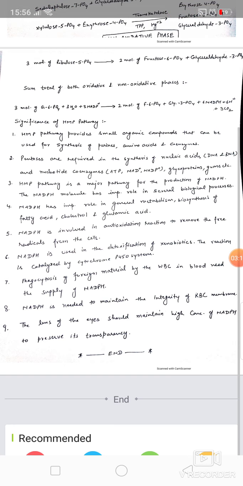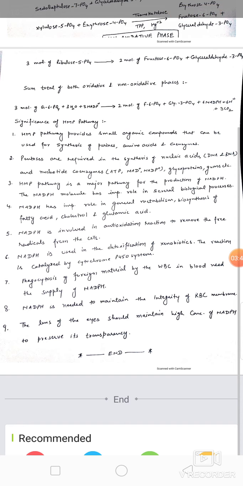Now the sum of both the oxidative and non-oxidative phases is: 3 molecules of glucose 6-phosphate plus 6 NADP positive molecules combine to form 2 molecules of fructose 6-phosphate plus 1 molecule of glyceraldehyde 3-phosphate plus 6 molecules of NADPH plus 6 H positive plus 3 CO2 molecules.